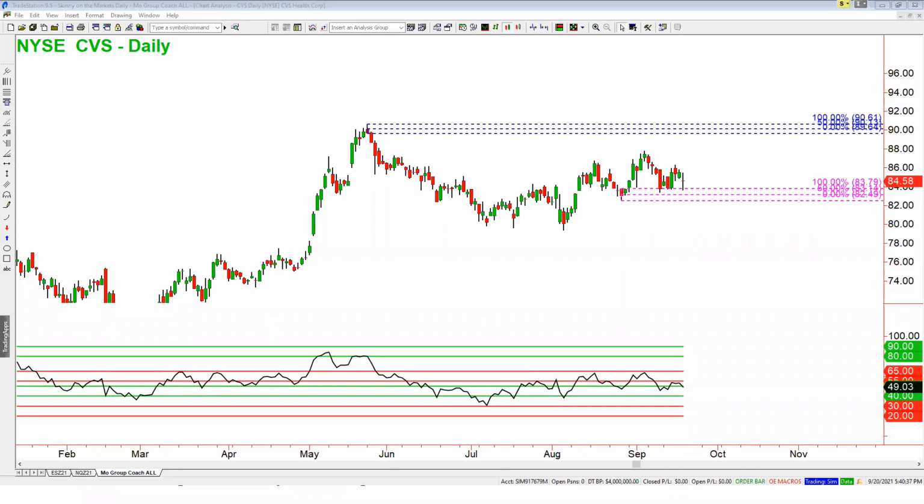So I'm not saying that there's not room for upside. I just think with everything else going on in the market, you have to be very careful with your management of the resistance targets. Okay.